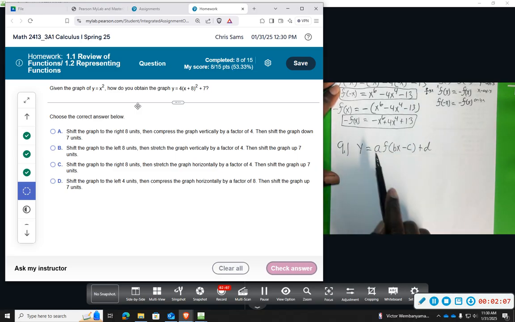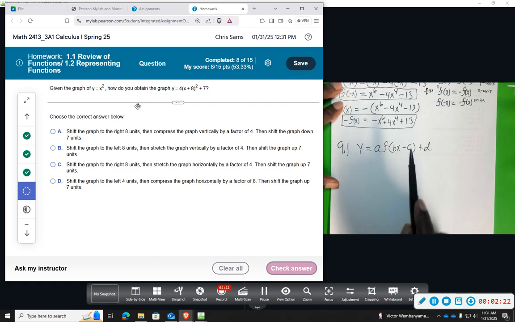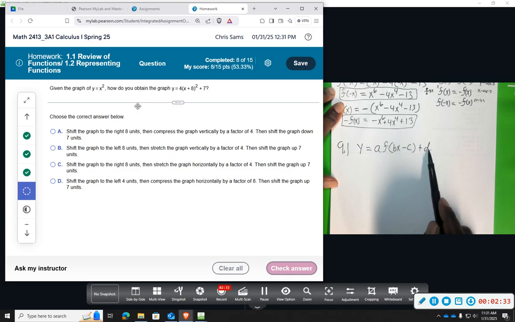So if you have a term out front of your function, that is going to give it a vertical stretch or compression. If it is negative, it will reflect it across the x-axis. That's making the y value go from positive to negative. The b coefficient will give it a horizontal stretch or compression and reflect it across the y-axis. C will shift it left to right, and D will shift it up or down.